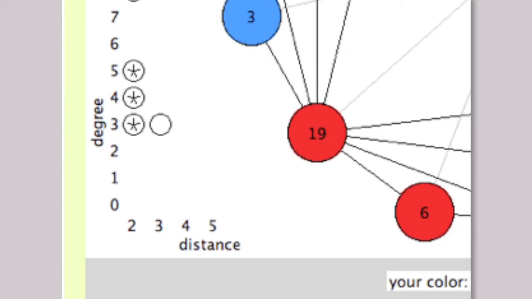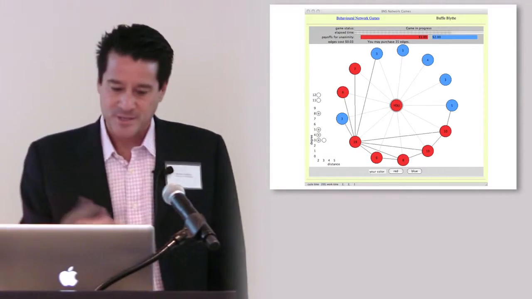Okay, and so if I wanted to buy an edge to this individual, I would just click here, and then my interface would change to show that person coming in, and their interface would change as well. Okay. So this is the game.